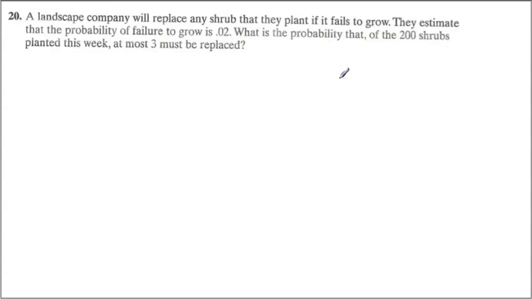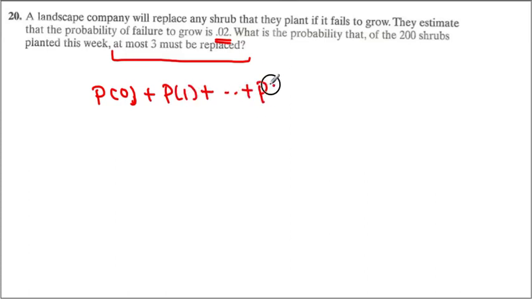All right. Number 20. A landscape company will replace any shrub that they plant if it fails to grow. They estimate the probability of a failure to grow is 0.02, which means about 2%. What is the probability that out of 200 shrubs planted this week, at most 3 are replaced? At most. Then once again, cumulative, that's what we're looking at. So probability of 0 plus probability of 1 all the way up to probability of getting 3.